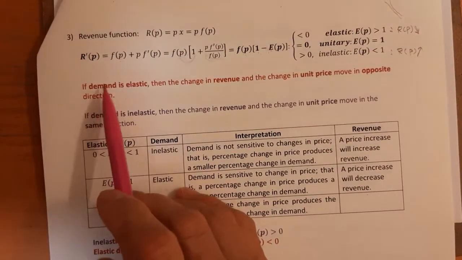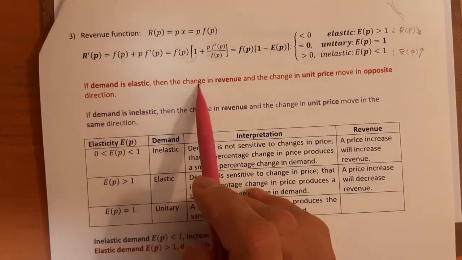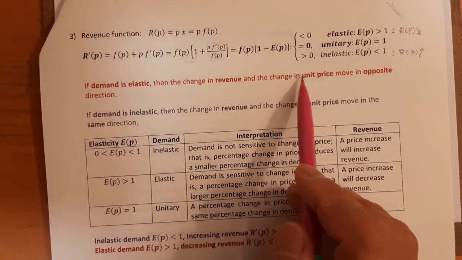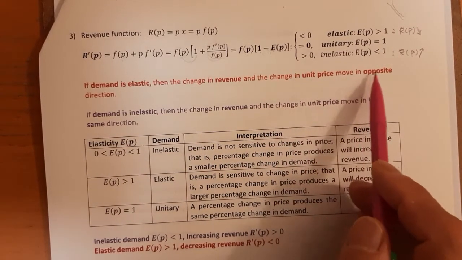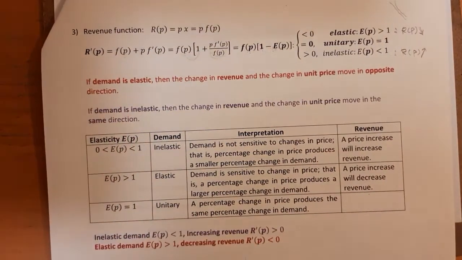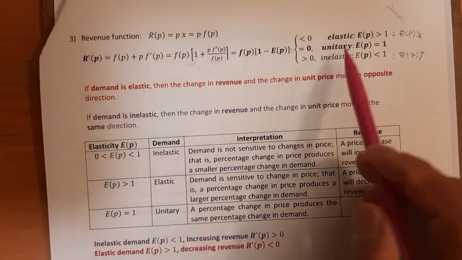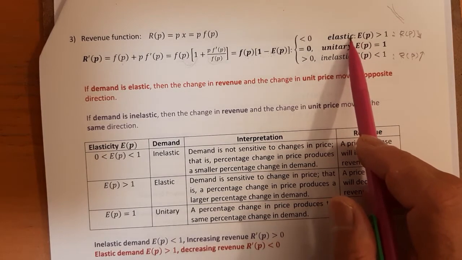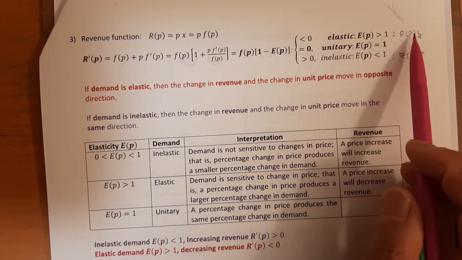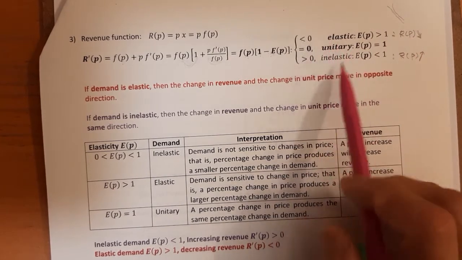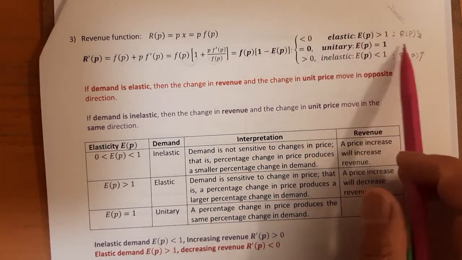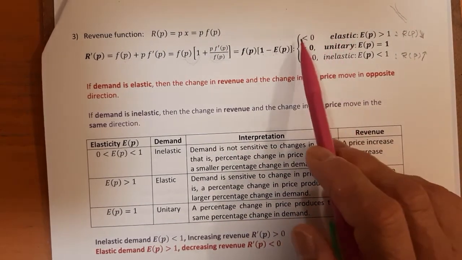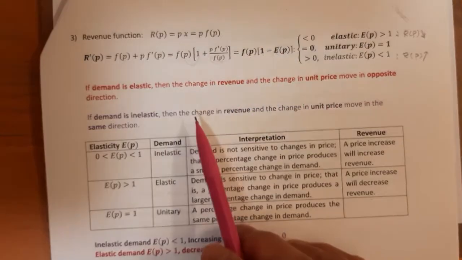Now, if demand is elastic, then the change in revenue and the change in unit price move in opposite directions. Like this: demand is elastic, then for the change in revenue, if the price is increasing, then the revenue is decreasing. So the slope is negative.